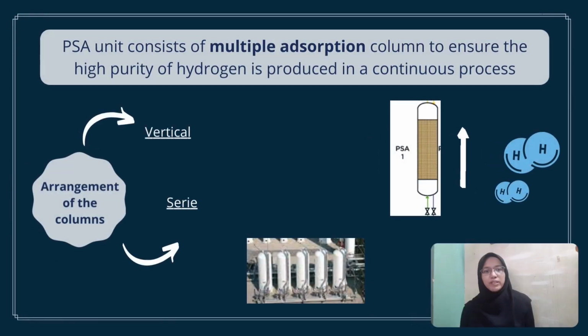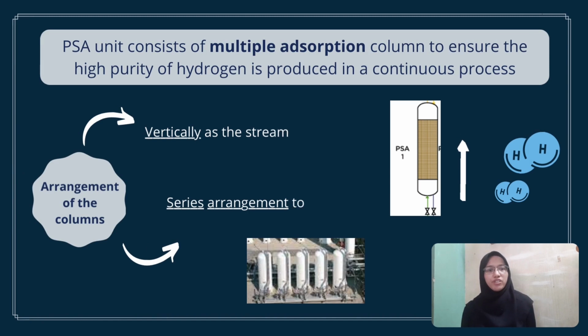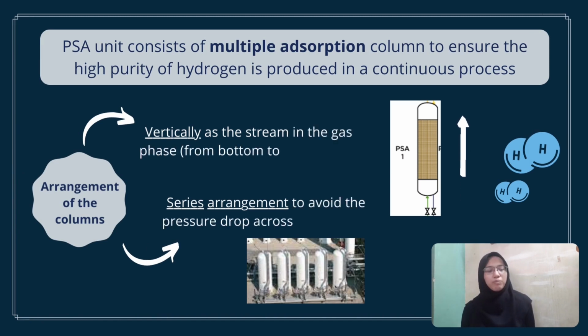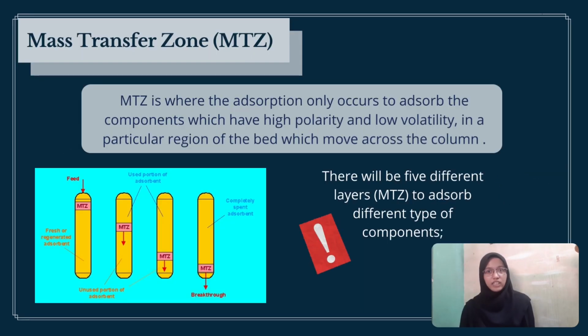The PSA unit consists of multiple adsorption columns to ensure the production of the high purity hydrogen is in a continuous process. The column will be placed vertically as the stream is in the gas phase. It will enter at the bottom of the column and flow upward through the adsorbent, exiting as the top stream. Second, it is also in series arrangement to avoid the pressure drop across the columns. Next, there will be 5 different mass transfer zones present in the column to adsorb different components. The diagram will look like this.